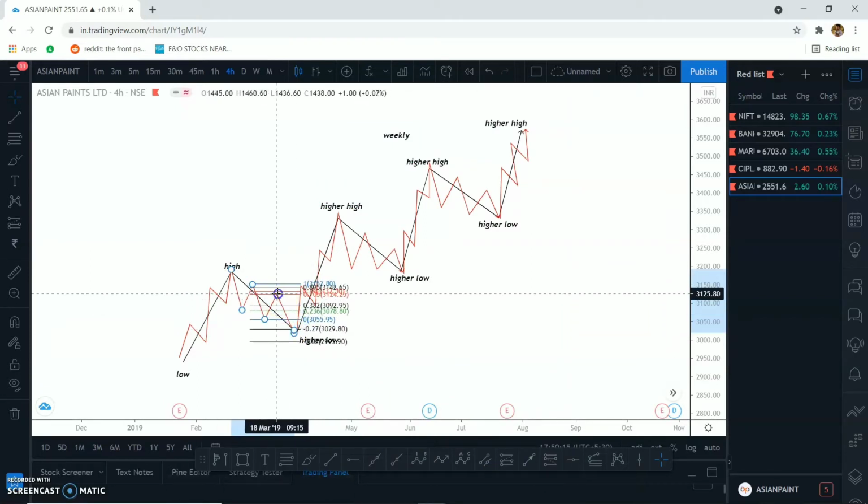All right, and now you need to understand what the weekly time frame is doing. The weekly time frame is in an uptrend. So now you will be thinking, should I go short in this? When is the right time for me to go short in this? That's very important. So then you look at the daily time frame trend, and you realize the daily time frame trend is in a downtrend.